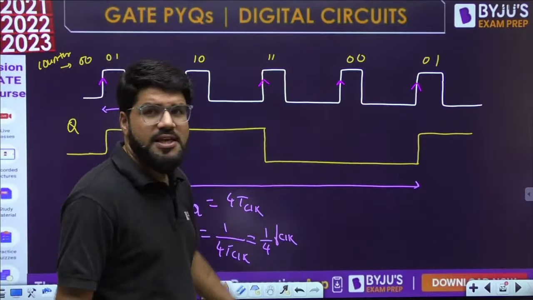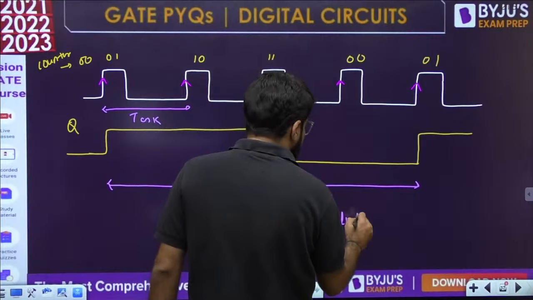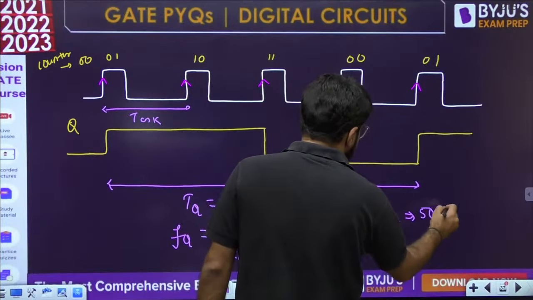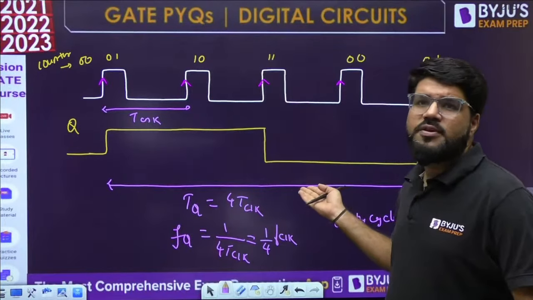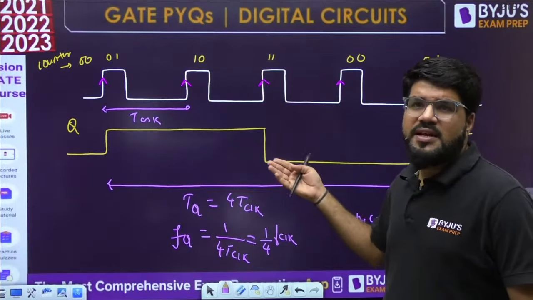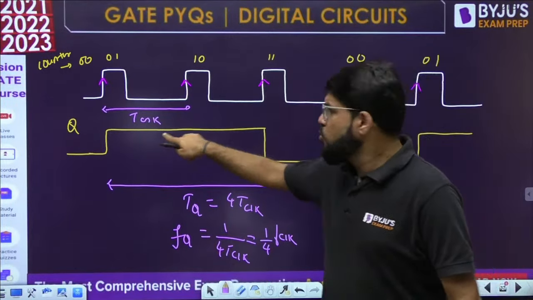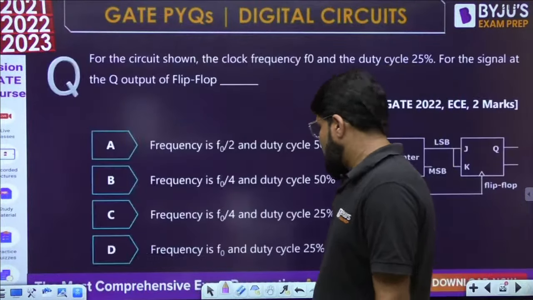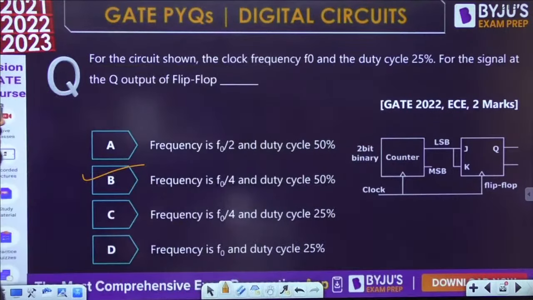Duty cycle is clearly seen as 50%. You can calculate it by the formula also, but it is very clearly seen how it is 50%: 2 clock periods on, 2 clock periods off, symmetric. Duty cycle represents the percentage of on time period. So 50% time on: 2 clock periods on, 2 clock periods off. That is why 50%. So the answer is F0 by 4 and duty cycle 50%.